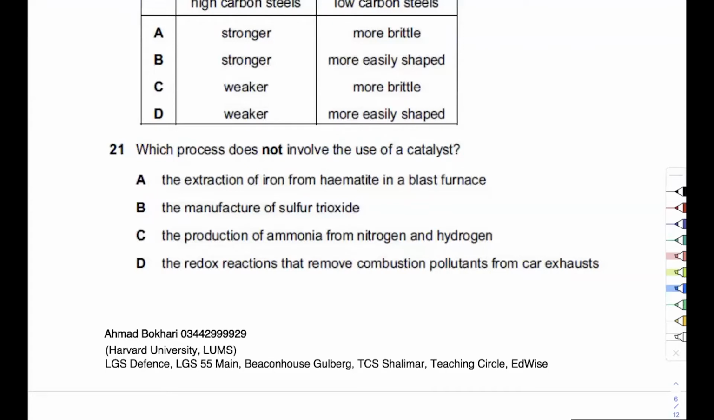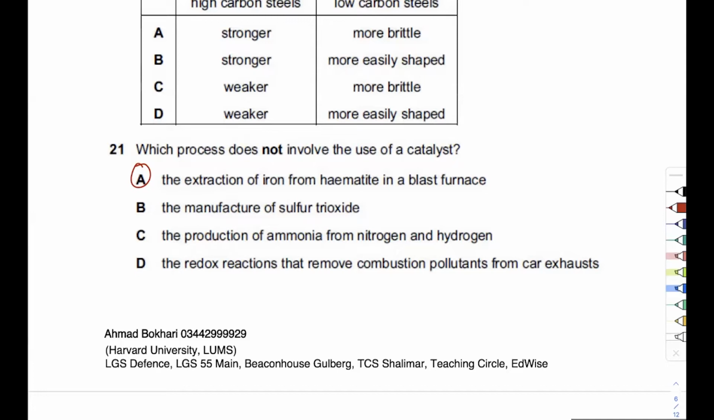All right. So which process does not involve the use of catalyst? Now, we know that most redox reactions, we don't really need to use catalyst unless the activation energy is too high or something. So extraction of iron from hematite, that is a pretty straightforward redox reaction. We use carbon as a reducing agent. So this does not need a catalyst. So this is my answer, but let's still consider the others.